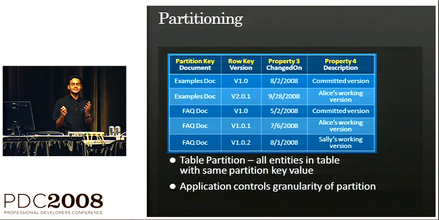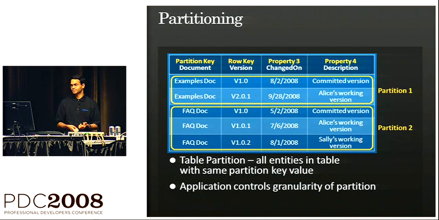If we choose the document name as a partition key, then we end up with two partitions. We have one partition which contains all the versions of the examples document, and another partition which contains all the versions of the frequently asked questions document. Now, the nice thing about this is that the application controls what the granularity of the partition is. So you get to choose how you want to determine how many entities should be in a single partition. Now, why is partitioning important?